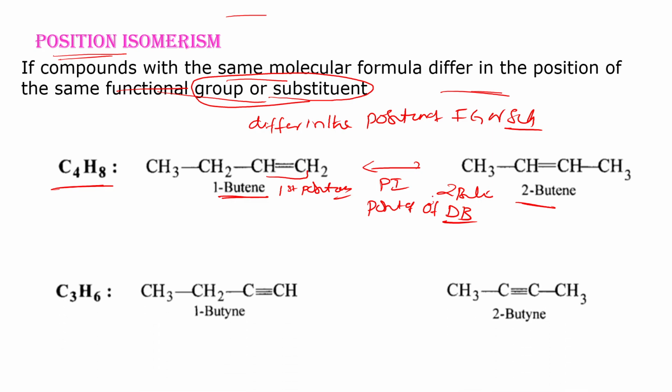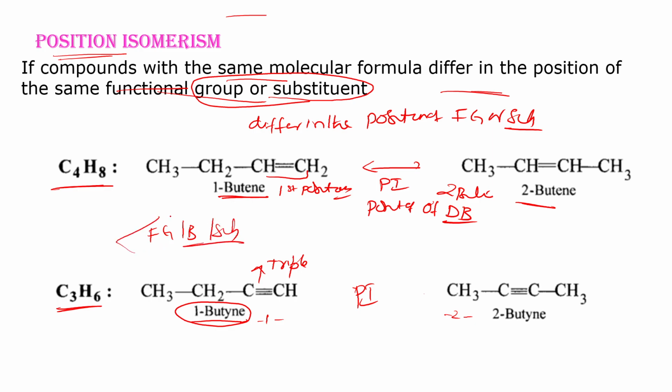Coming to one more example, C3H6. Here the position of the triple bond is the first position, whereas here the position is the second position, and these two are position isomers. Here the position of the functional group or double bond or substituent is changed, hence those are known as position isomers. But the functional group should be the same, only the position changed.